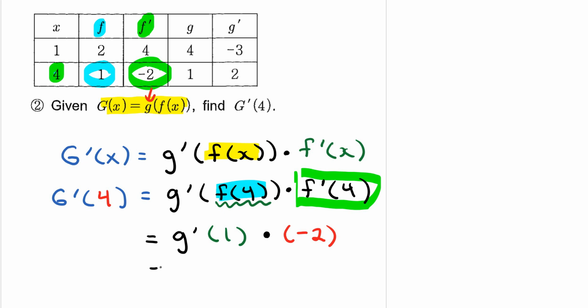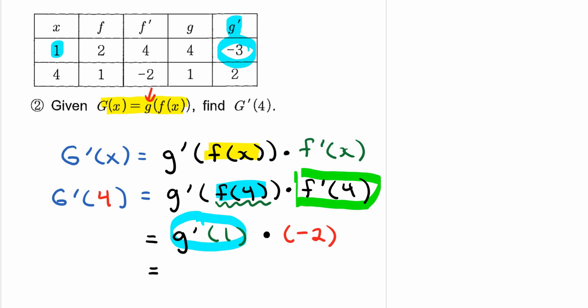And then finally, the last thing that we need to calculate here is, let me erase all this, what g prime of 1 is. G prime of 1, well, here's g prime, there's the 1. G prime of 1 is going to be negative 3. So this will be negative 3 times negative 2, and that's going to be a positive 6 there. So that was a pretty tricky question. We've got to be pretty good with our derivatives when we're dealing with composite functions.